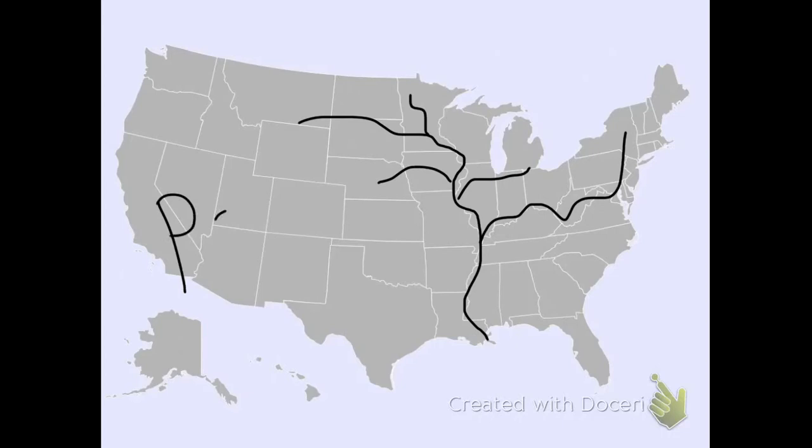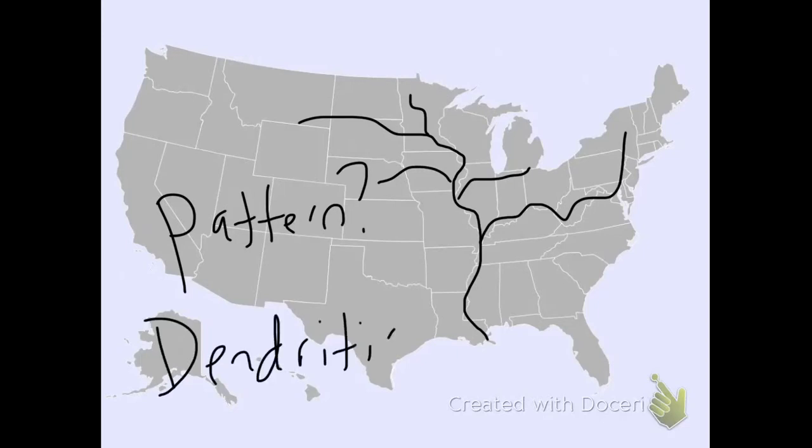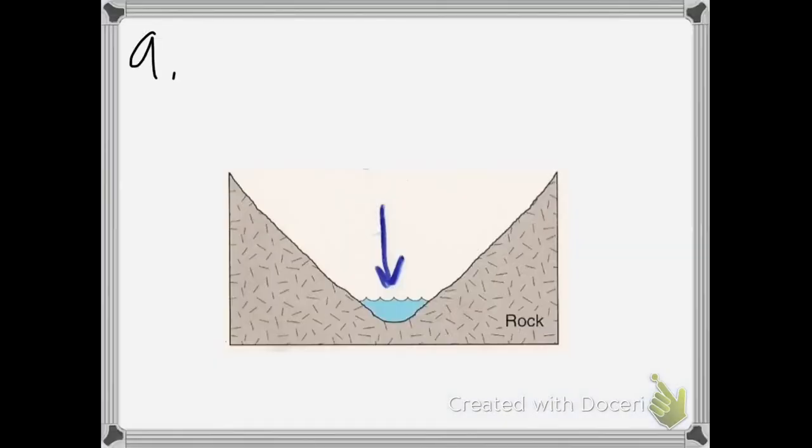Same deal, different question. What is a pattern that is made with this drainage basin? And that is dendritic. Now right here, is this a tributary? Is this water that's flowing into the main stream? And the answer is yes, it is.